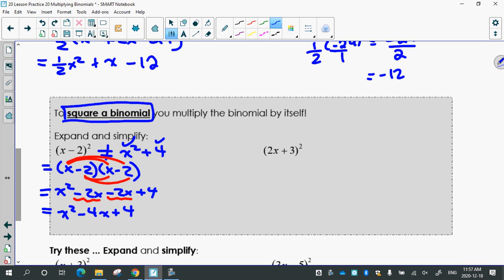Okay? So try the next one. So you write it out twice, and just do the FOIL or the double distributive property like we've been doing.